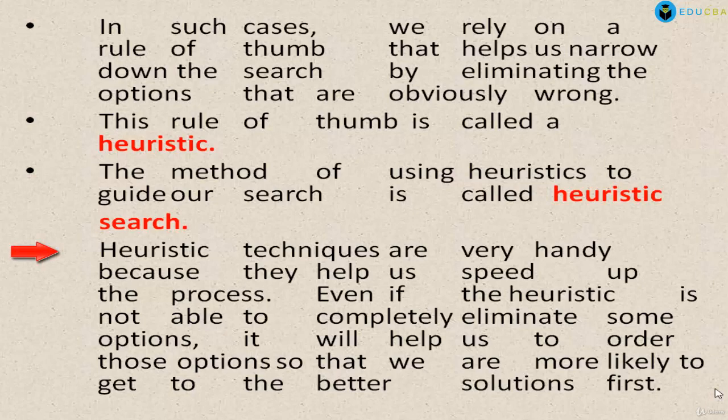Heuristic techniques are very handy because they help us speed up the process. Even if the heuristic is not able to completely eliminate some option, it will help us to order those options so that we are more likely to get to the better solutions first. So it is very helpful for speeding up our process to solve any problem. Heuristic search is very important for solving problems in artificial intelligence.